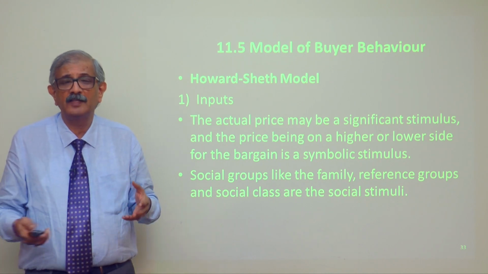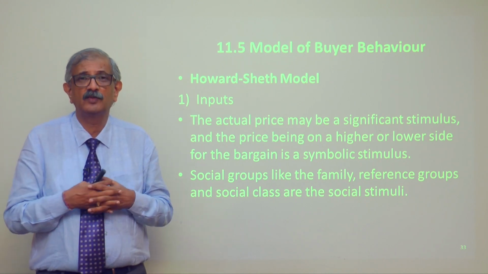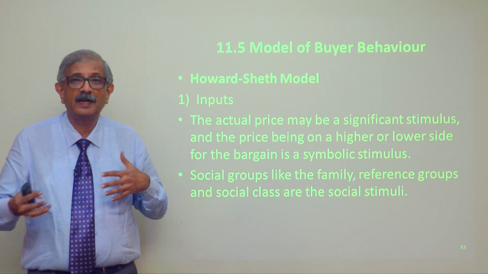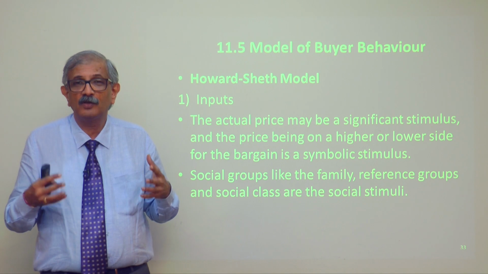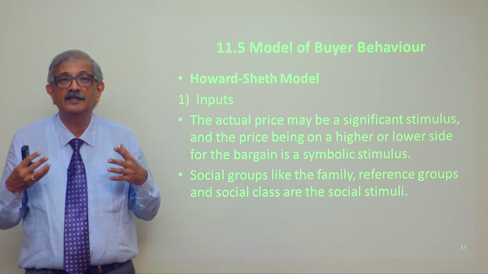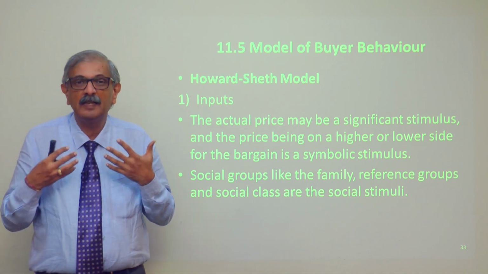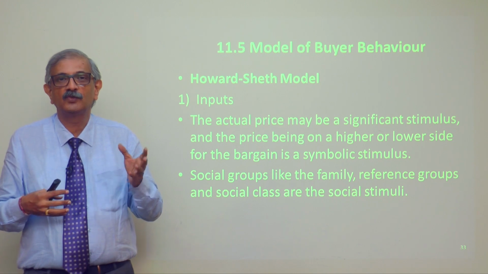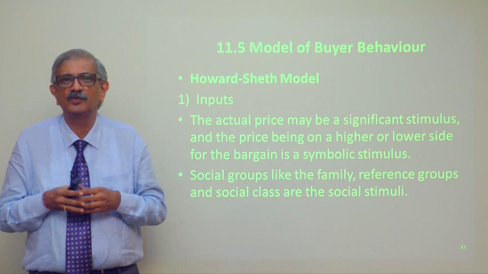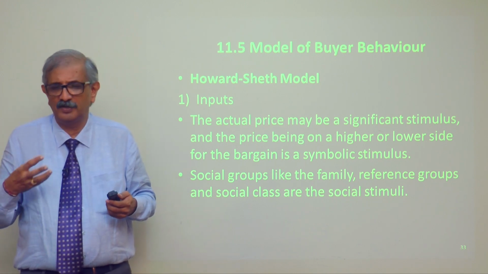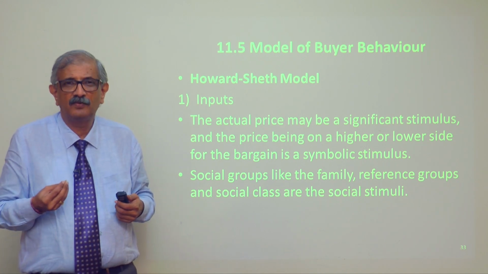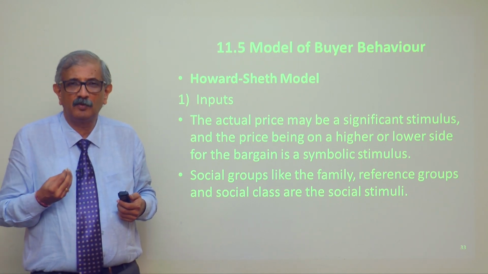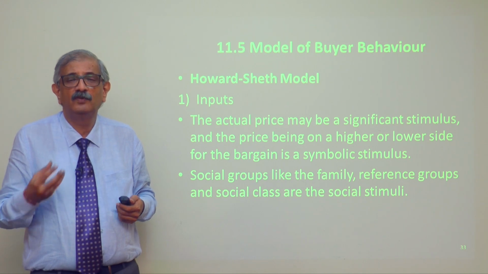The actual price may be a significant stimulus. So what is the actual price? High or low price itself is a stimulus. Some people would like to buy a costly item because they feel that their social self-image gets better when they do that. Social groups like family, reference group, and social class are the social stimuli, and they also provide you some kind of a tickle, or some kind of a need to recognize your problem and get into fulfilling the need.